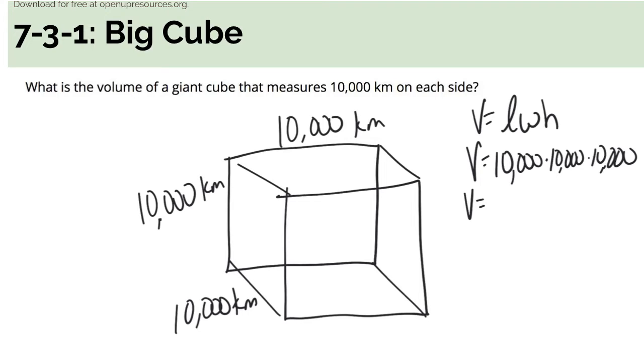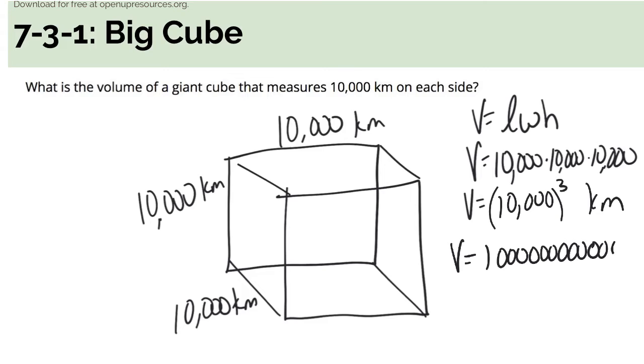Okay, in this one I drew a picture to help us visualize this cube that has side lengths of 10,000 kilometers. Remember that the volume formula for a cube is length times width times height, and so that's 10,000 times 10,000 times 10,000. Another way to write that would be 10,000 to the 3rd power kilometers. If you multiplied all this out, you would have a number with 1 and then 12 zeros. That's a really big number. In this lesson, we are going to be seeing some really big numbers and how to use exponents to help us work with them.